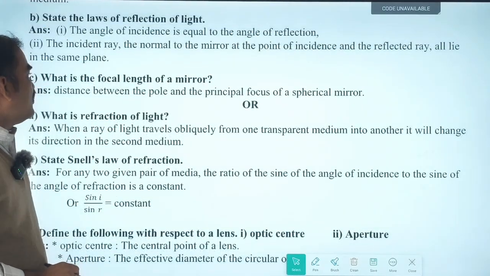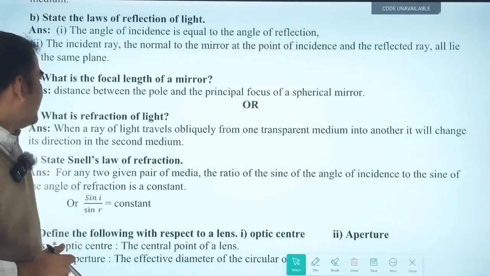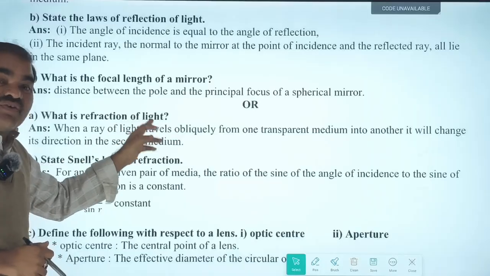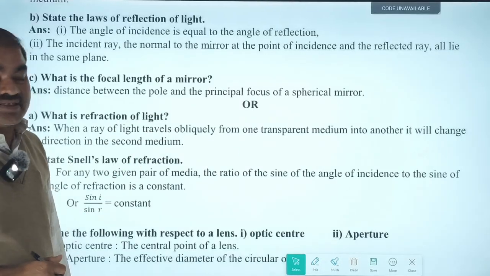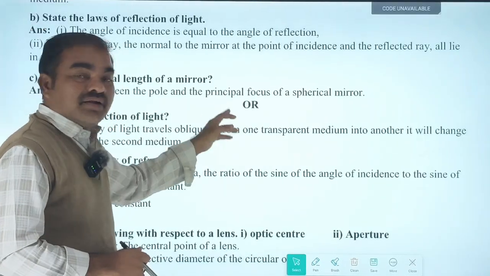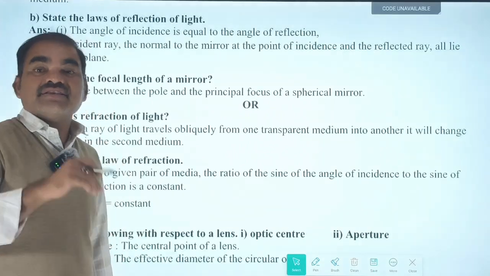Coming to the next question. What is the focal length of the mirror? The distance between the pole and the principal focus, we call it the focal length of a spherical mirror.